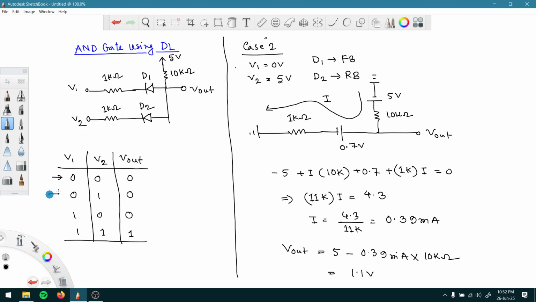So second condition fulfilled. Now for the third case, we can see that this condition is identical to the second one because just the input pins are interchanged, that's it. And then finally the last one is both of them are given as 5 volt. If that is the condition, what should happen?